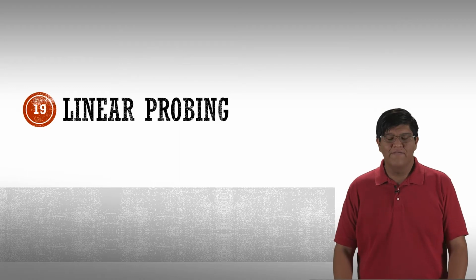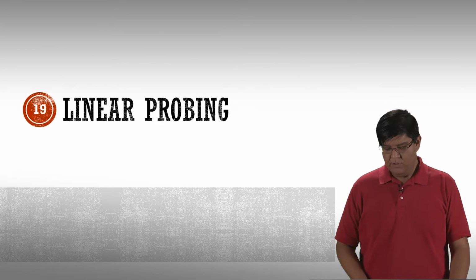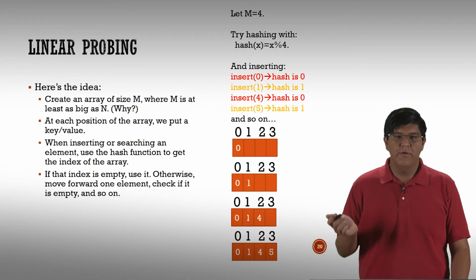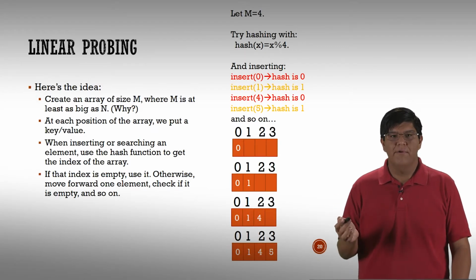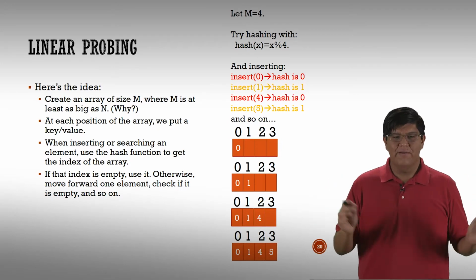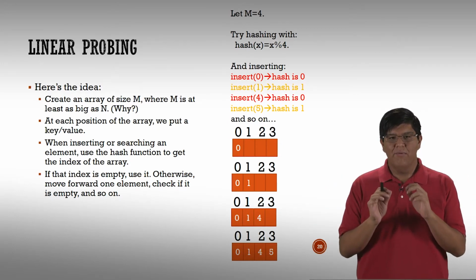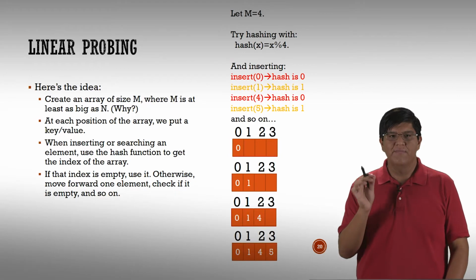Hey folks, in this video, I'll introduce the idea of a linear probing hash table. So what's the basic idea? Again, we're going to have an array of size m, and m is pretty standard. But here we have an important note, which is that m needs to be at least as big as n.